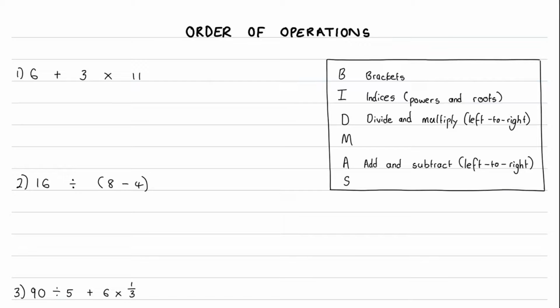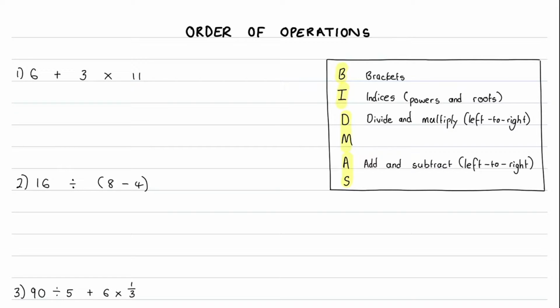So if we work through it, we can see that B stands for brackets, I stands for indices, which includes powers and roots. Then we look at division and multiplication, and then finally, once we've done all of those, we do any adding and subtracting. Now let's have a look at a few examples.